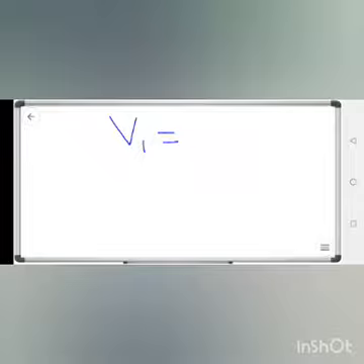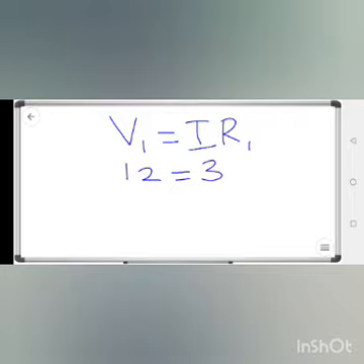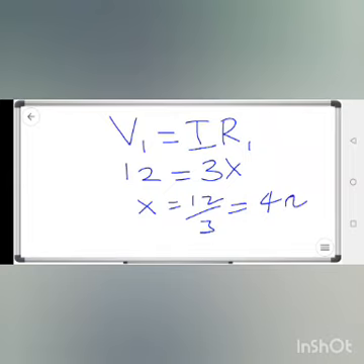Now we know that V1 is 12, and V1 by default should be the current I times R1. I expect that at this time you have the circuit probably in your notebook or somewhere. So our V1 is 12, our I, which is the current that flows in the circuit, is 3, and our R1 is the value of the resistor we don't know, X. So when we divide both sides by 3, our X will be 12 over 3, and 12 over 3 is equal to 4 ohms. So these are the two ways we can solve for the value of an unknown resistor.